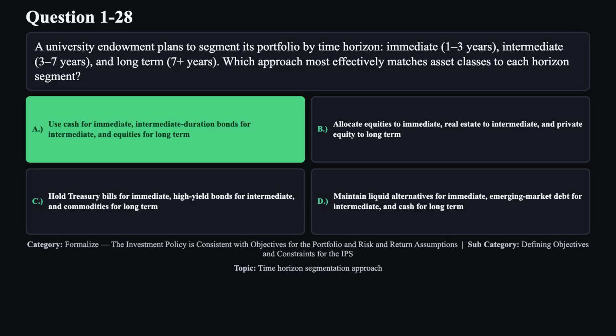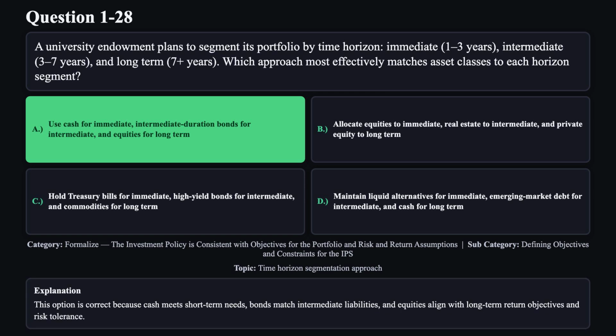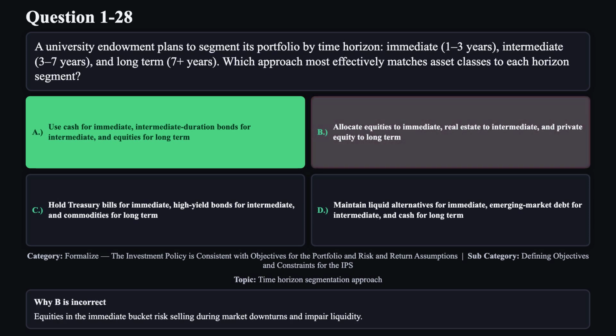The correct answer is A. This option is correct because cash meets short-term needs, bonds match intermediate liabilities, and equities align with long-term return objectives and risk tolerance. Reason B is not correct. Equities in the immediate bucket risk selling during market downturns and impair liquidity.